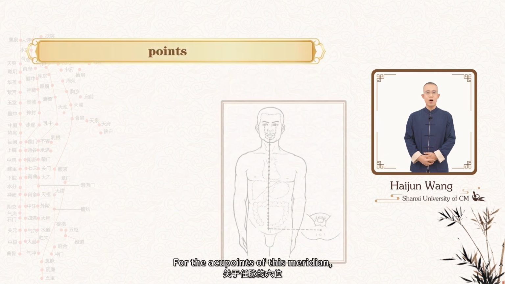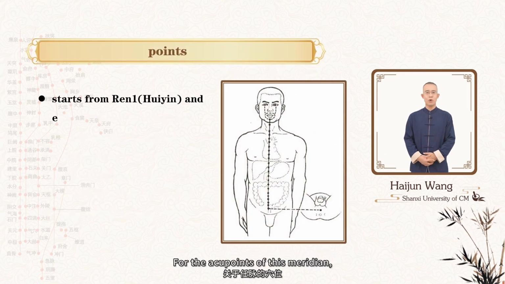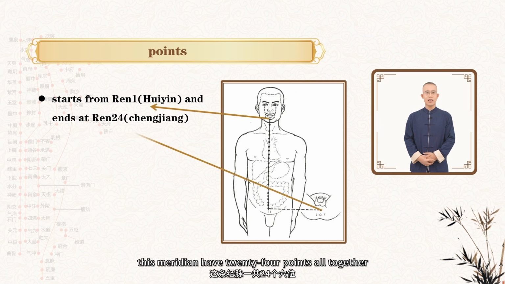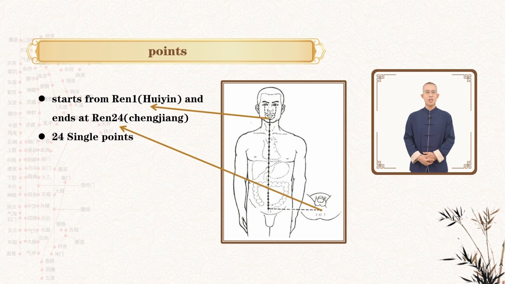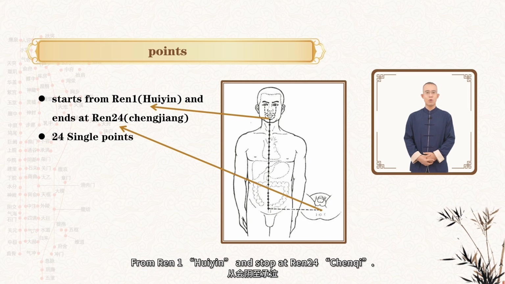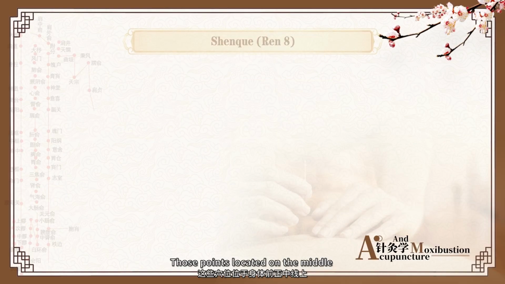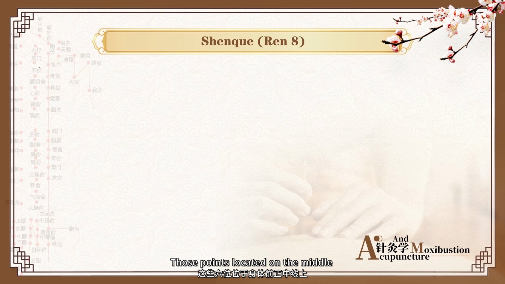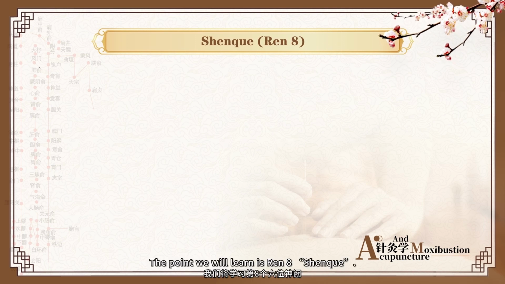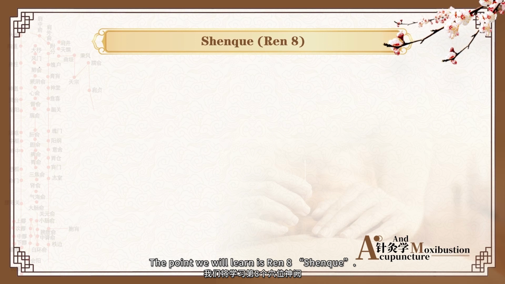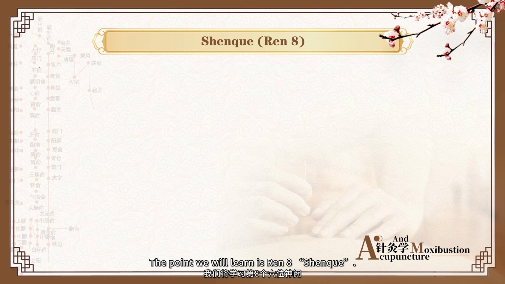The acupoints of this meridian have 24 points altogether, from Ren 1, Hui Yin, to Ren 24, Cheng Jiang. Those points are located on the middle line of the front of the trunk. The point we will learn is Ren 8, Shen Que.